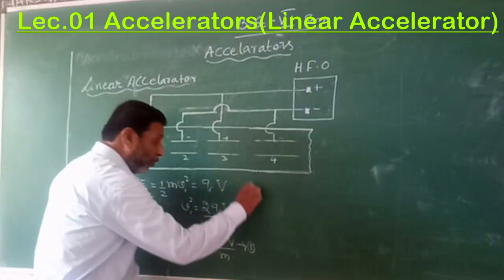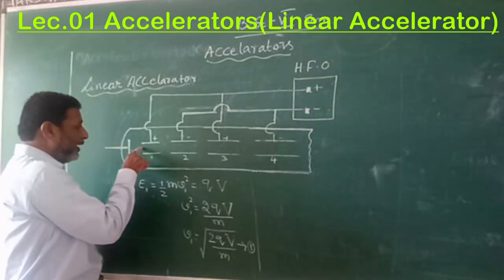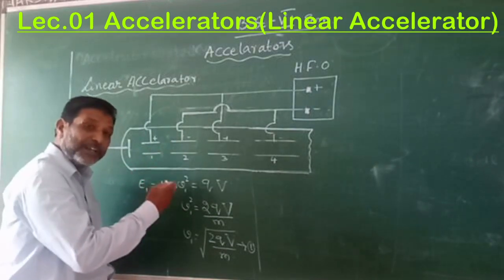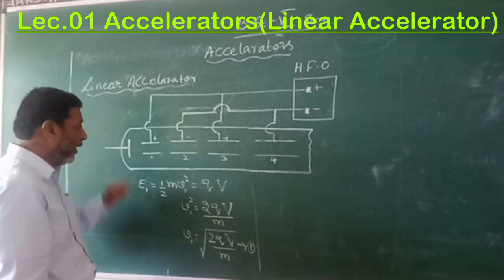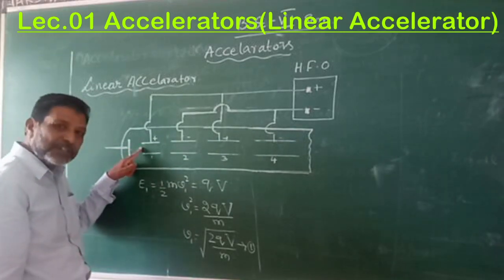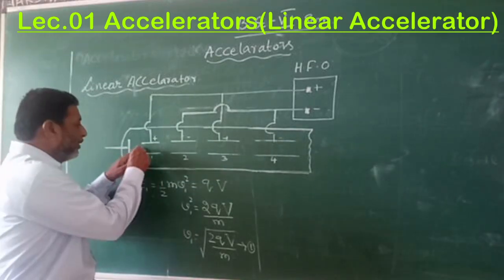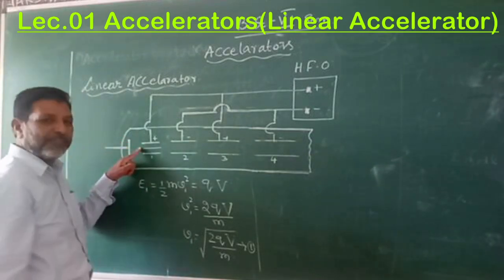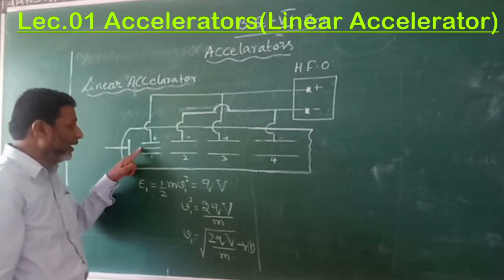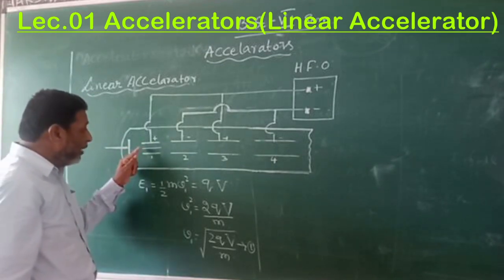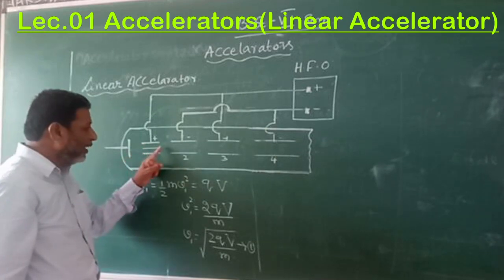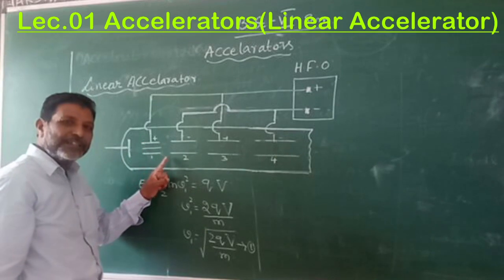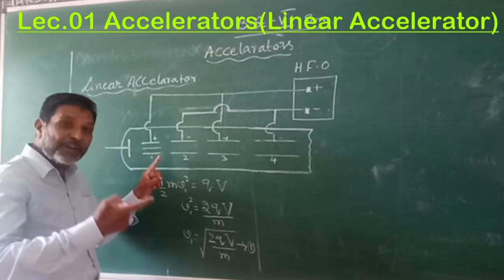Next, as soon as it enters the first tube, this is the only point to understand. Afterwards, the remaining you can understand very easily. Now, as soon as it enters the first tube, it has to travel. The time taken by the electron to travel the first tube is adjusted such that it is equal to half of the period of AC.